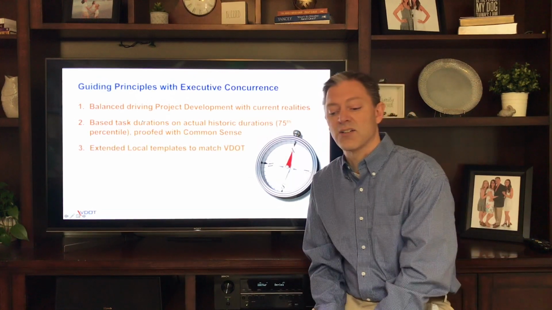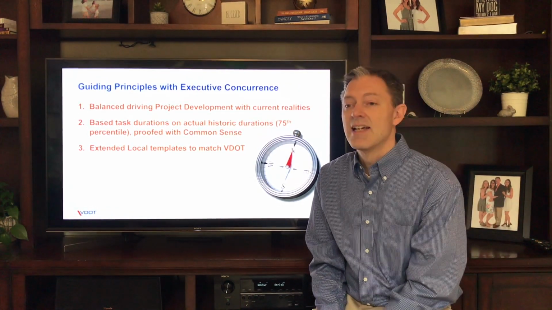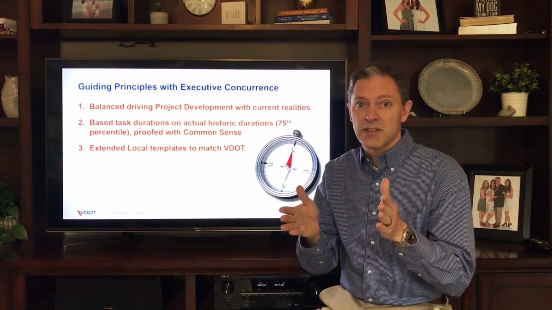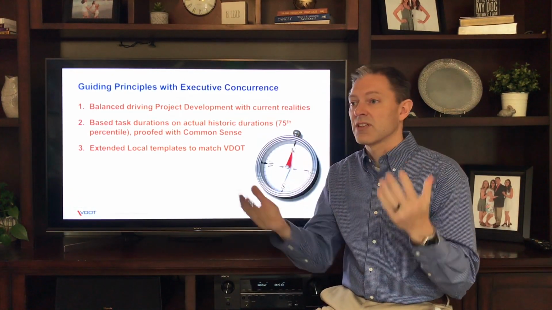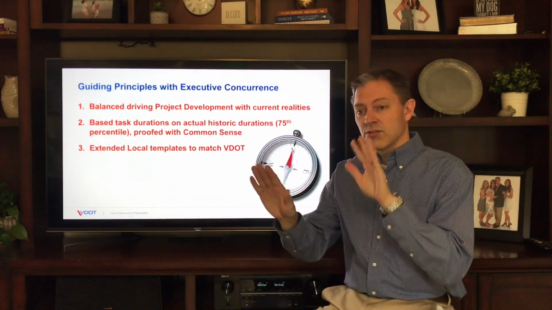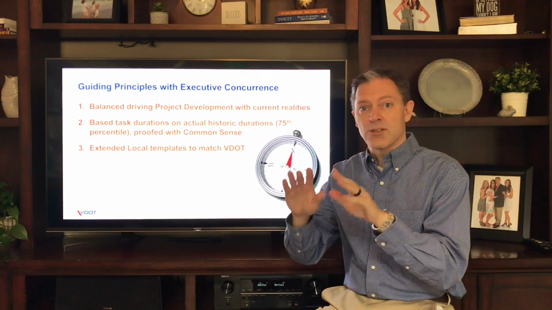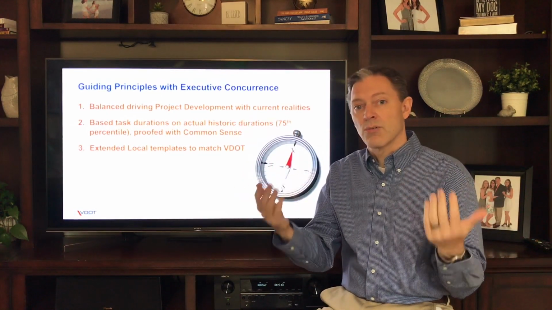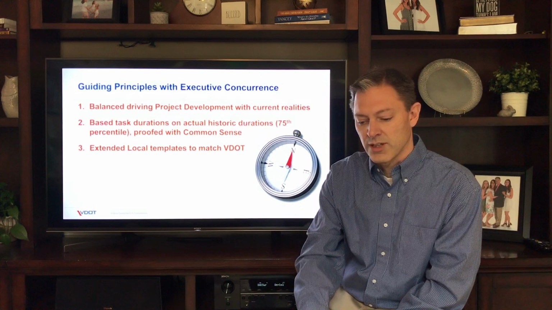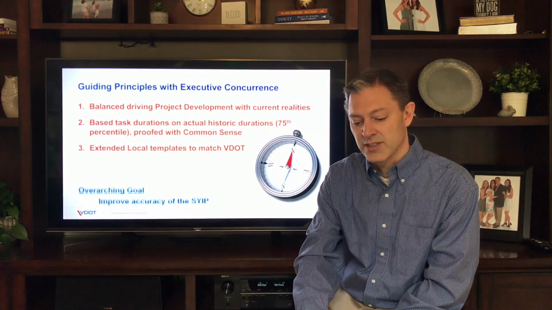We also extended the local templates to match VDOT templates. The reality was the actual dates showed that the local templates should be a little shorter. The decision collectively was we didn't really think that was very fair, in that the locals and VDOT are viewed the same on the dashboard, and it's all part of our larger program, so they should be treated equally in this regard as well. So we extended the local templates to match VDOT.